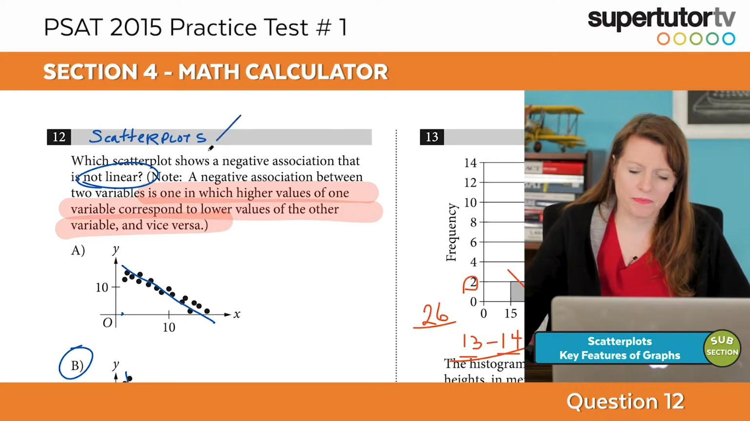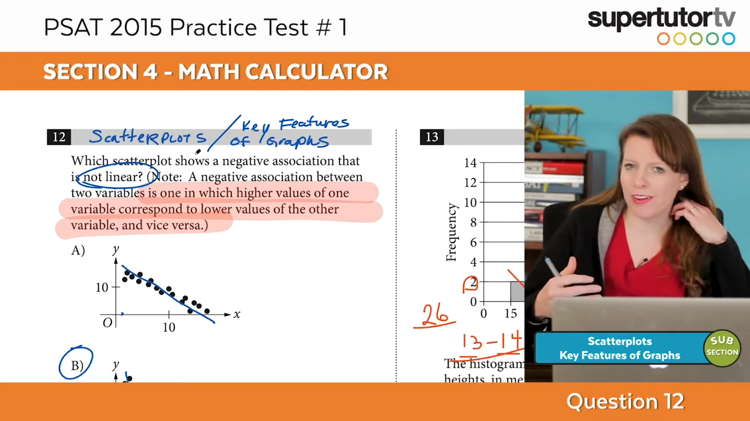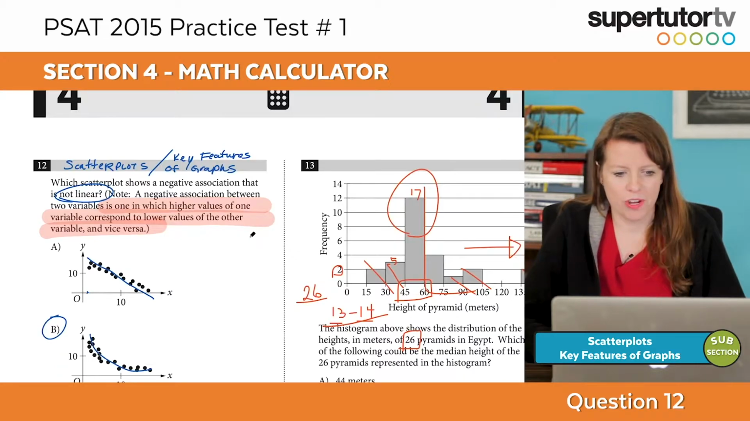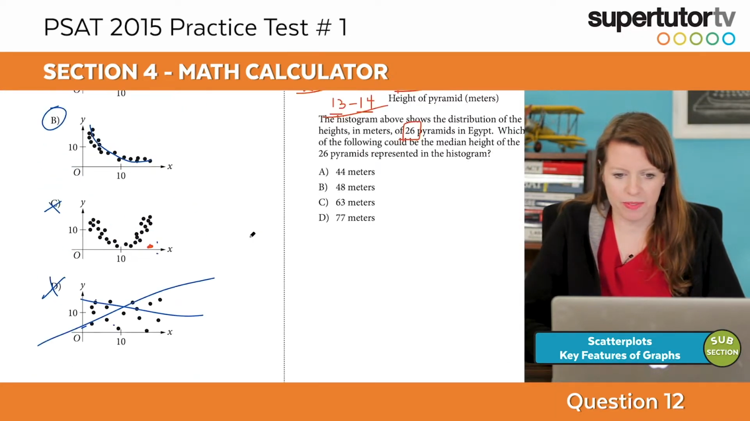Scatter plots. You might also check out key features of graphs. They tend to be related problems that deal with very similar ideas. Key features of graphs also might come into play. And a lot of times you'll have multi-step problems that are scatter plots and key features of graphs problems. So those are two places to look for similar problems.